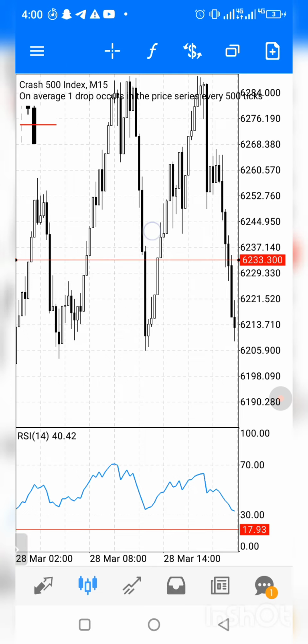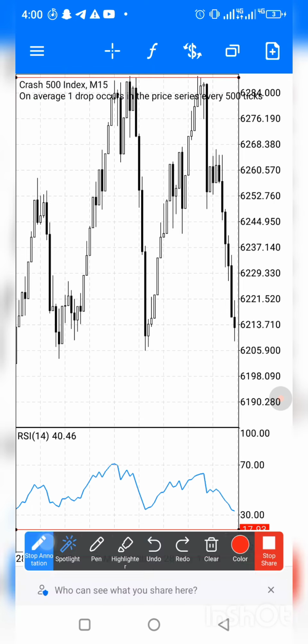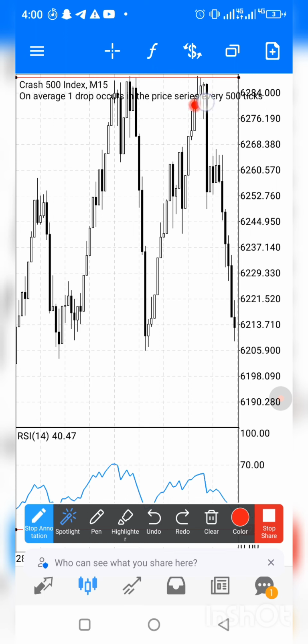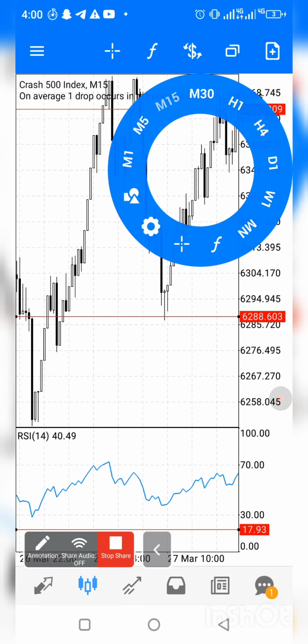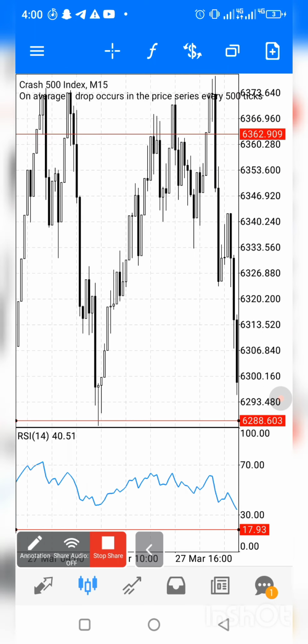This is another major resistance. So there are a lot of them, major resistance points. A lot of them take your trade and crash. So there are a lot of them in the market. This is another one, major resistance point.